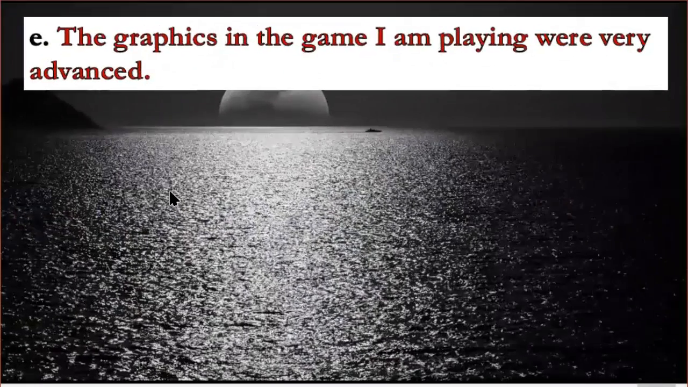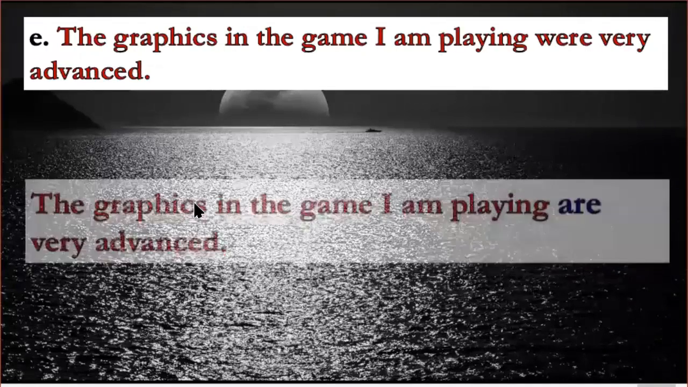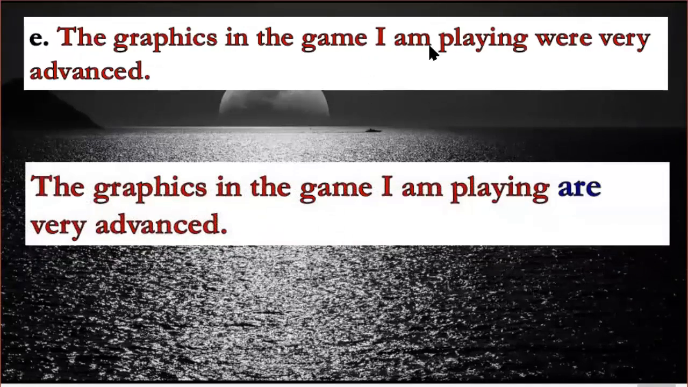And with our last sentence today, the graphics in the game I am playing were very advanced. The graphics in the game I'm playing were very advanced. We say I'm playing, it's in the present. Then we should say the graphics in the game I'm playing are very advanced, not were.